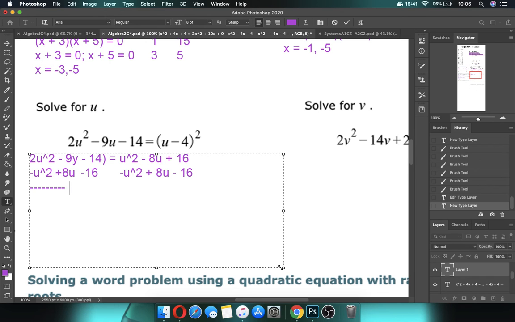So what do we end up getting when we have all of this done and set equal to 0? 2u squared minus u squared is just simply u squared, okay? -9 and 8 is minus 1u. This is u. And then -14 and -16 is -30. I already know it. Equals 0. And again, Ms. Dubois is going to show off that is u minus 6 and then u plus 5.